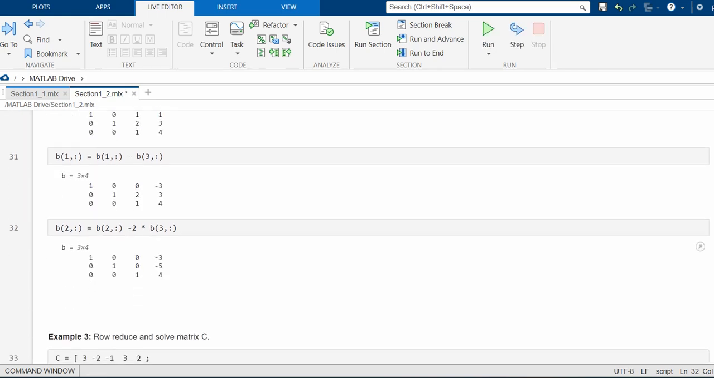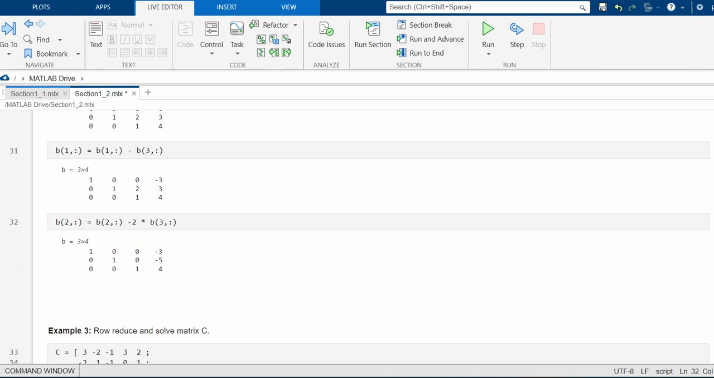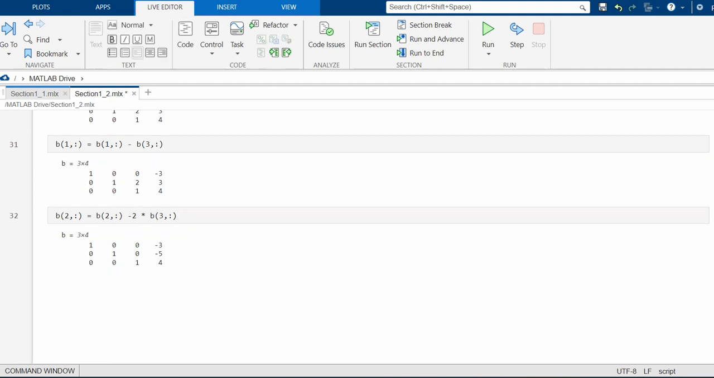Boom. Oh, yay. Now we have RREF form, right? We have positive 1s in every pivot position, 0s below all the pivots, 0s above all the pivots. So yeah, there we go. And why do we like this? Well, this is kind of cool.